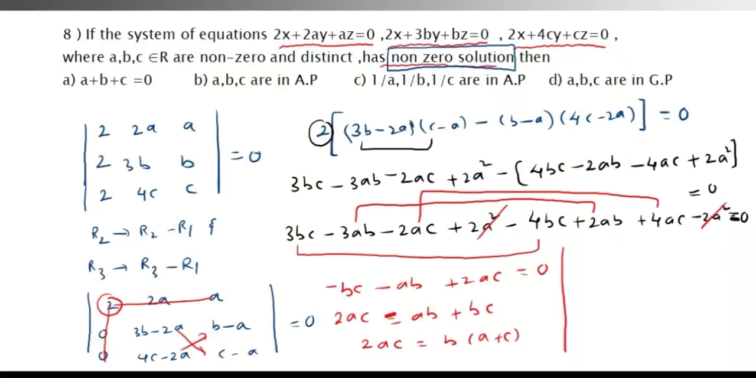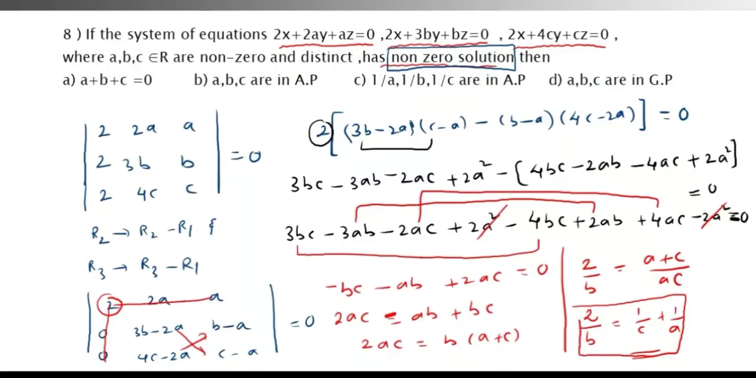Come to the conclusion. Divide with b, b is equal to (a plus c) by ac. So the final step is 2 by b is equal to 1 by c plus 1 by a, which means this is the condition for harmonic progression. If a, b, c are in HP, then the condition.